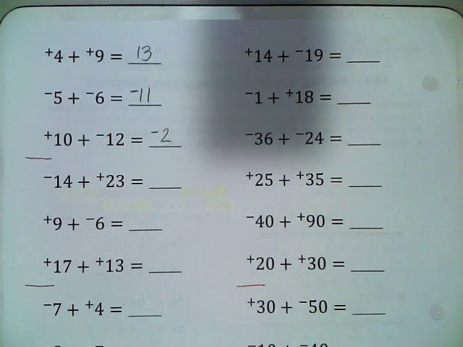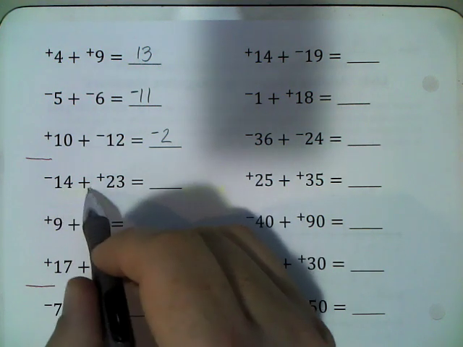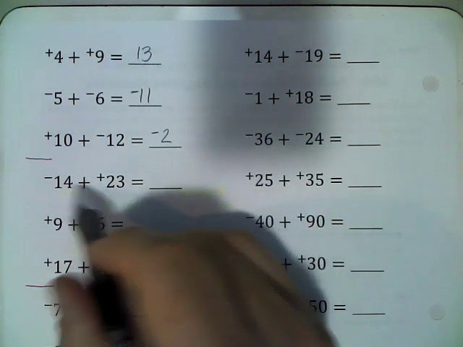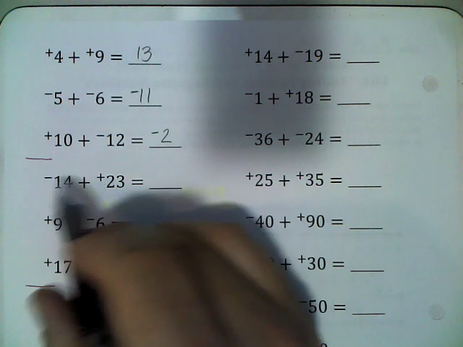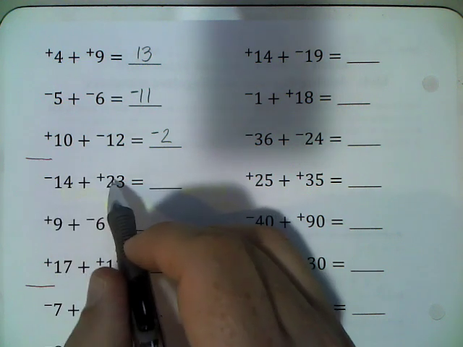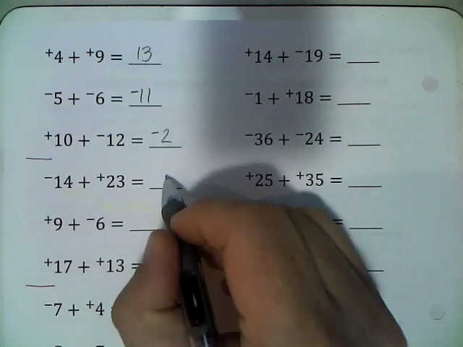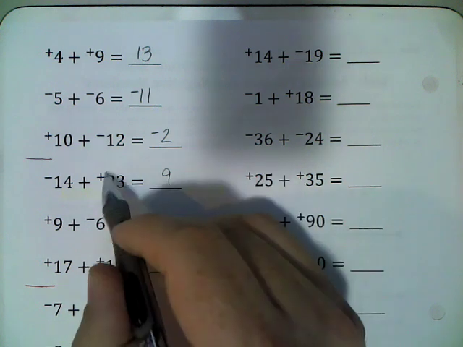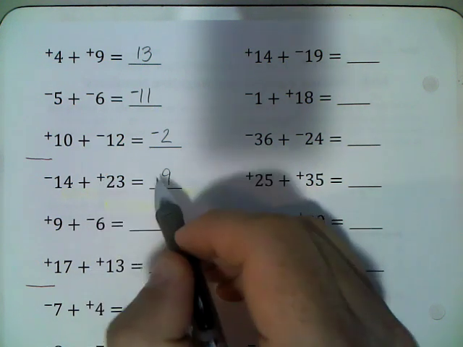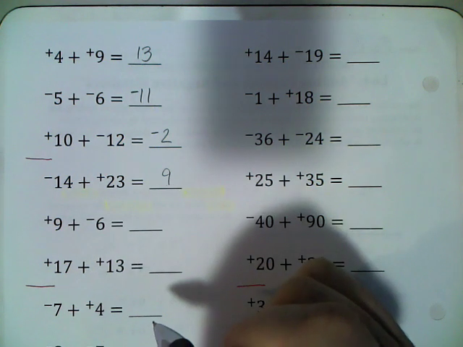All right, let's take a look. So a negative 14 plus a positive 23. Since the symbols or the signs are different, we're going to subtract. So 23 minus 14, hopefully you got a 9 there. And then because the big guy's positive, that'll be a positive 9.